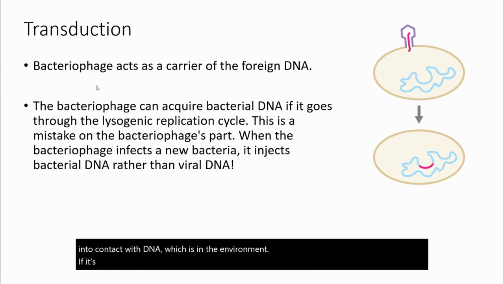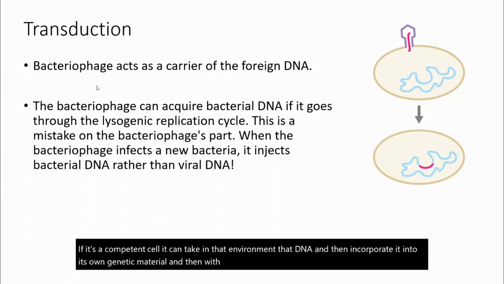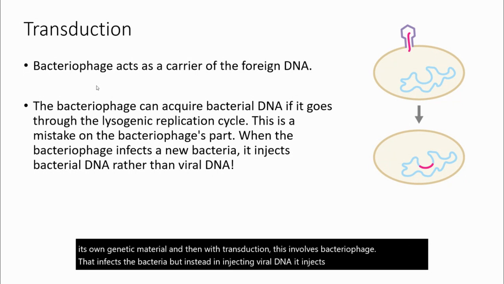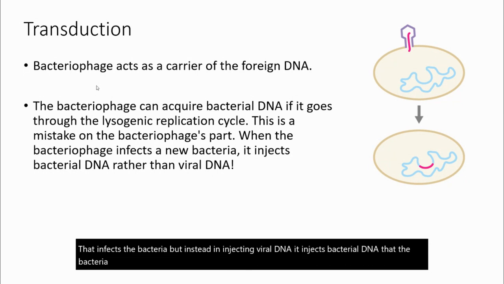If it's a competent cell, it can take in that DNA and then incorporate it into its own genetic material. And then with transduction, this involves bacteriophage that infects the bacteria, but instead of injecting viral DNA, it injects bacterial DNA that the bacteria can then use. And sometimes this offers an advantage, like a toxin or something.